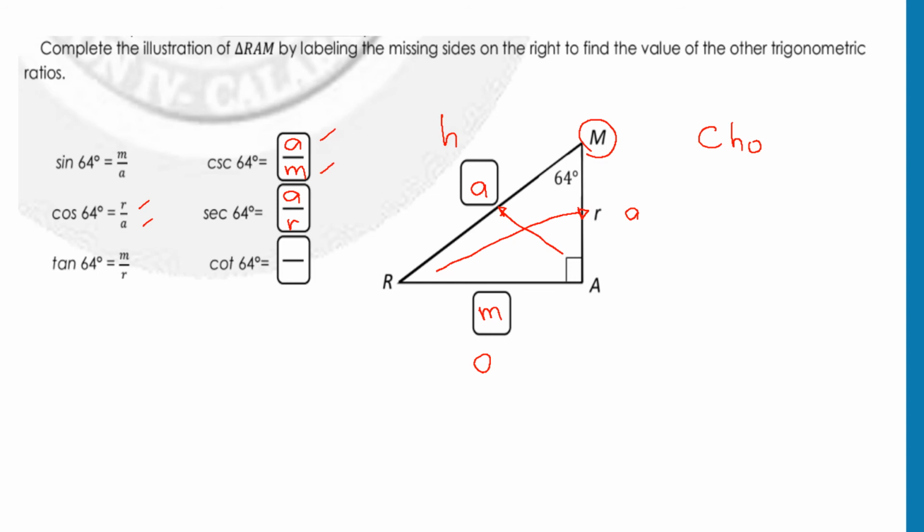And lastly, for tangent 64 degrees, or tangent M, ano naman ang ating magiging kasagutan? Tama bang ang tangent 64 degrees or tangent M here ay M over R? Sabi natin, tangent ay opposite over what? Adjacent. E di, ibig sabihin, ang opposite nga ay M, so tama ito. And then, ang adjacent ay R, which is also correct. At syempre pa, ang reciprocal function nung tangent ay cotangent. Kaya naman, ito ay magiging R over M. So, this is it.